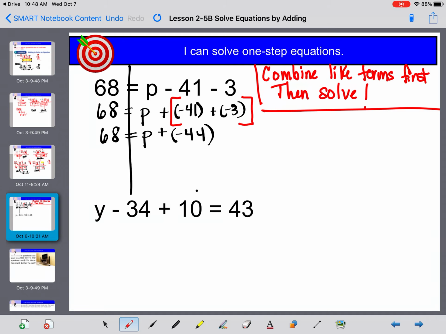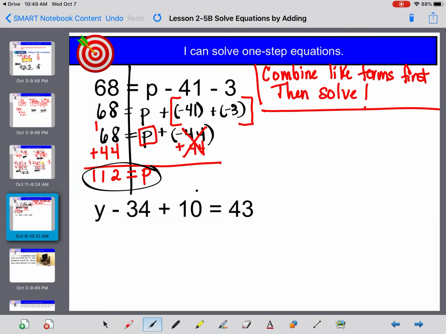Now we're really good at this point. I see this is a negative 44. I need to get this by itself. That by itself means P plus nothing, or P plus 0. How do I get negative 44 to equal 0? By adding 44. A number and its opposite always equals 0. So that equals 0. I have P by itself, or isolated. 68 plus 44 is 112.